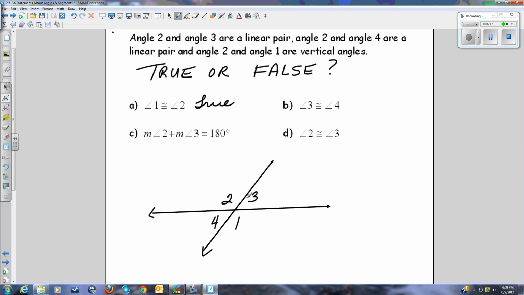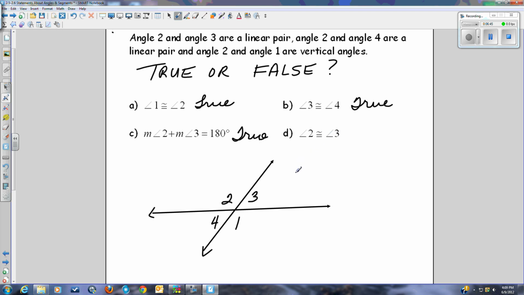Angle 2 and angle 3, we want to know, do they add up to 180 degrees? Yes, because a linear pair is supplementary. So that's true. We want to know, is angle 3 congruent to angle 4? Yes, they're vertical angles. So that's also true. Now, what about angle 2? Would angle 2 be congruent to angle 3?